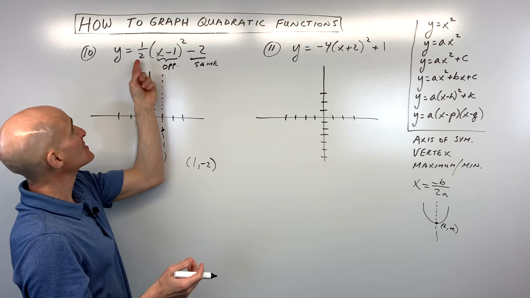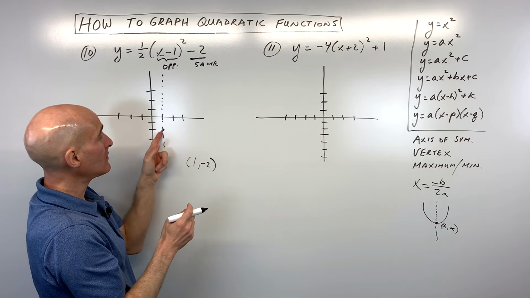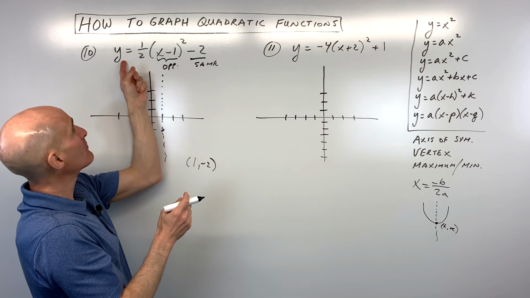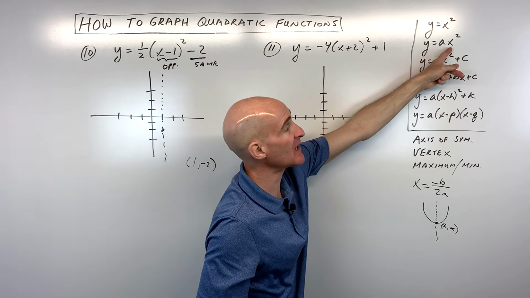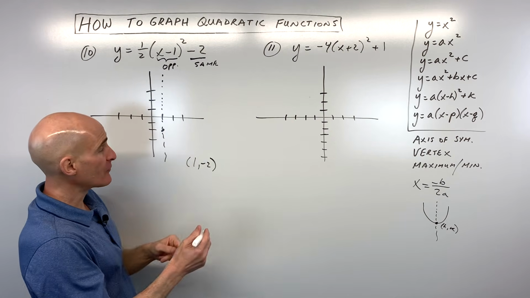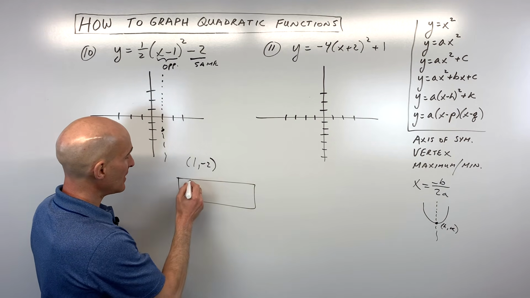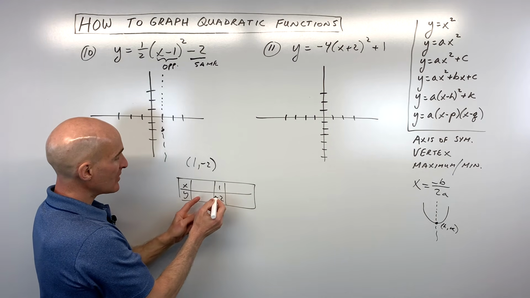One option is you could say, well, let me just pick some points on either side of this point. Or let me look at the parent function y equals 1/2 x squared. I'm basically looking at this y equals ax squared form and graphing from here as if it's the origin. A lot of different options. I'm just going to make a table. I think this is a student's most favorite method. Put the vertex in the middle and then pick some points on either side.